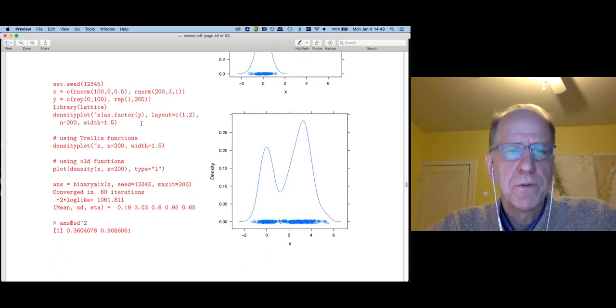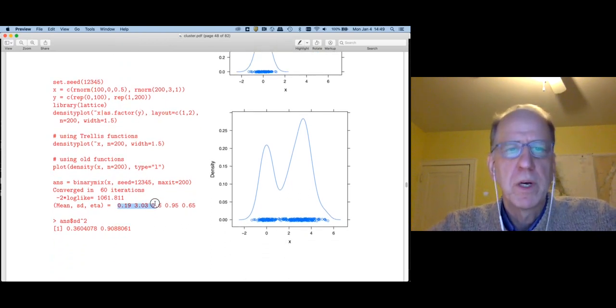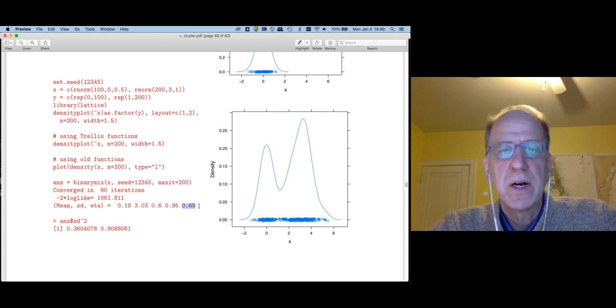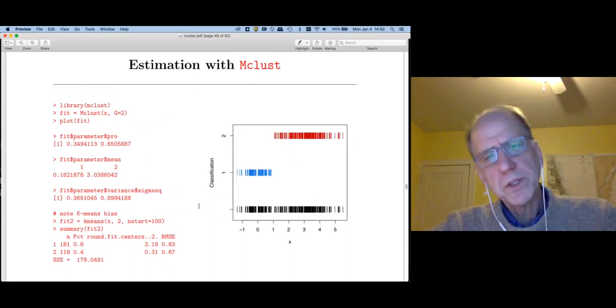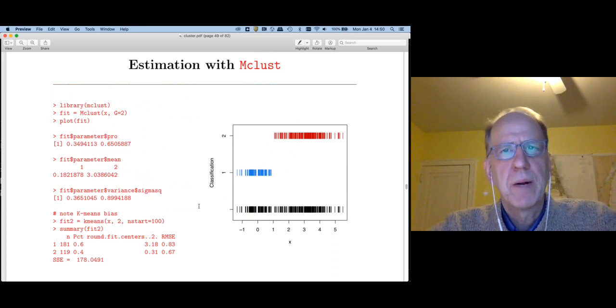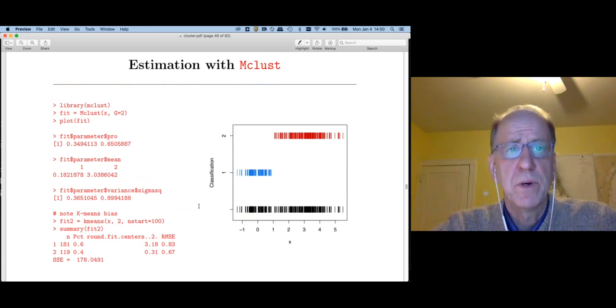When you run my software on it, you end up with pretty good estimates. So the means are 0.19 and 3.03. The standard deviations are 0.6 and 0.95. So the correct answer was 0.5 and 1. Well, we're pretty close. The prior was estimated to be 0.65. Well, the correct answer was 0.6666 something. Well, let's go see how we would solve this problem using the MCLUS software.